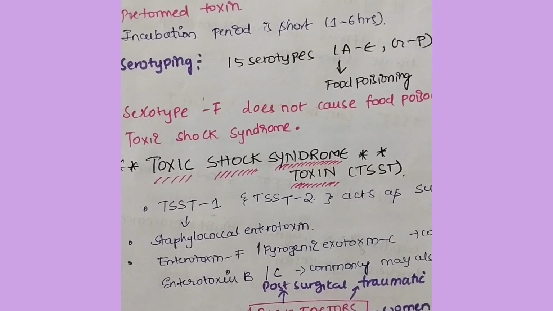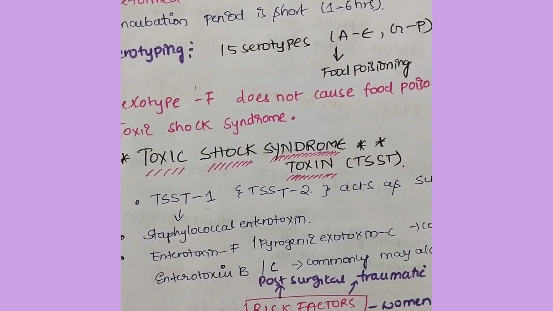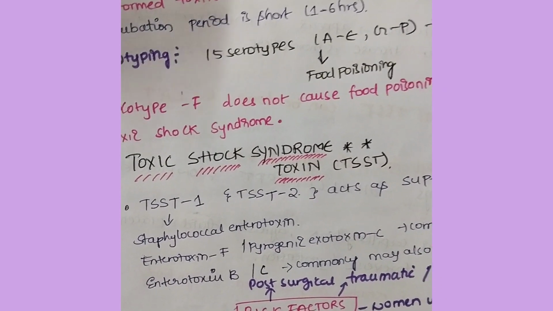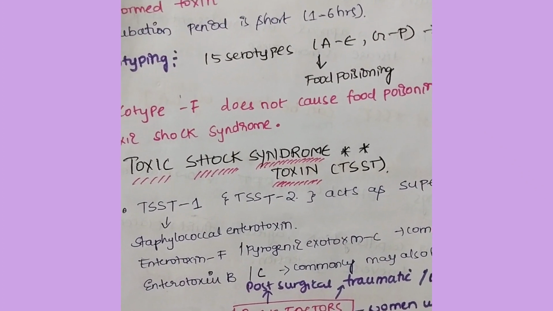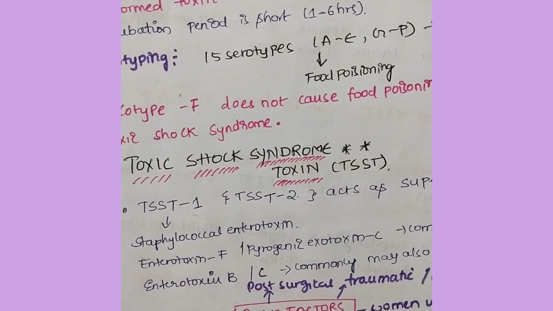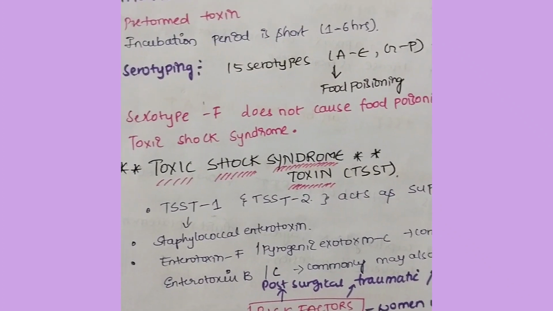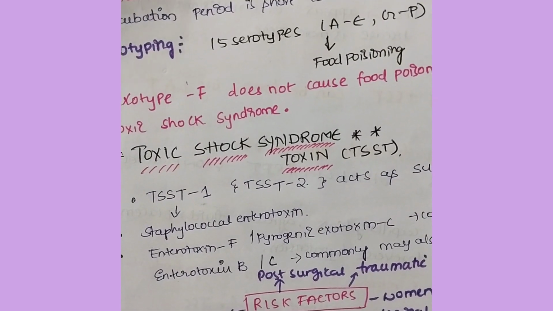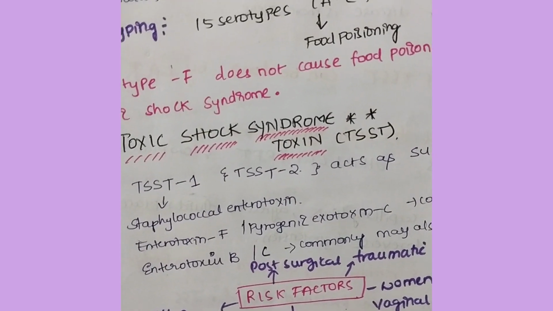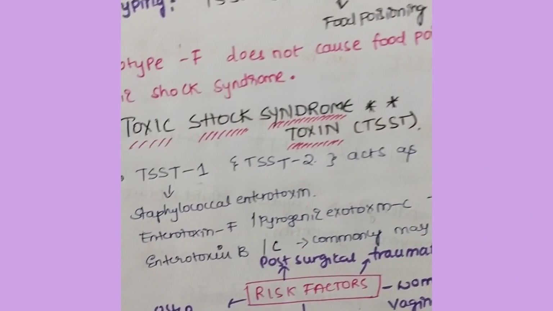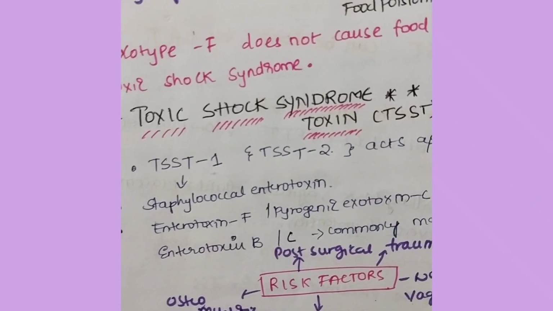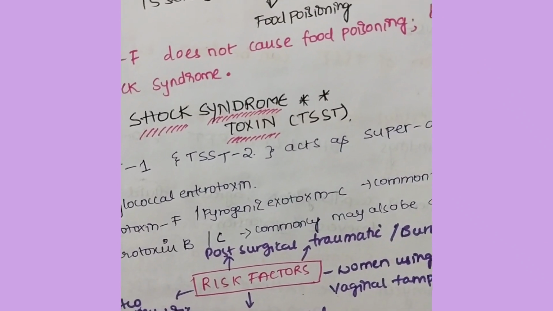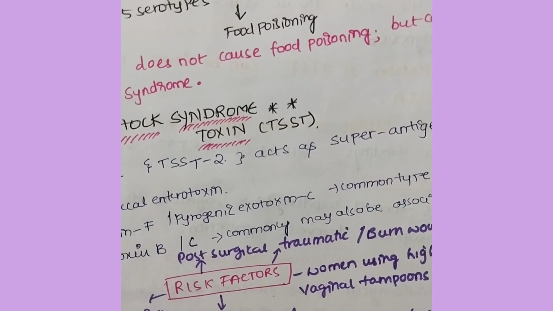As we saw before, this is a super antigen. Now let's go into pathogenesis. Through vaginal tampons, these staphylococcal toxic shock syndrome toxins enter the bloodstream and act as super antigens. Super antigens don't need antigen presenting cells. They bypass the antigen presenting cells and directly bind to the non-specific V beta region of the T cell receptors.